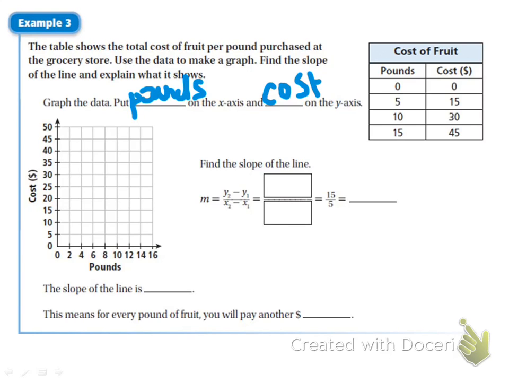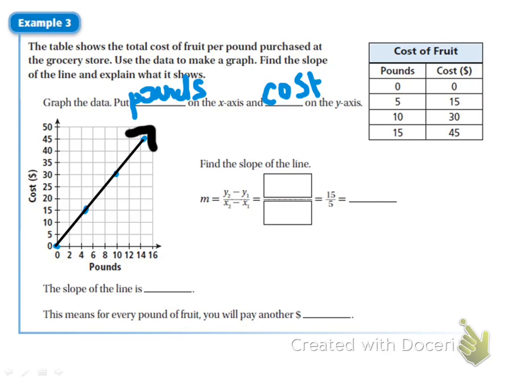So now I'm going to plot my points, 0, 0, 5, 15, 10, 30, 15, 45. And then I should be able to graph my line and make sure I add an arrow since it is a line starting at 0. So I don't have to start another arrow down there, just one at the end. It's more of like a ray.